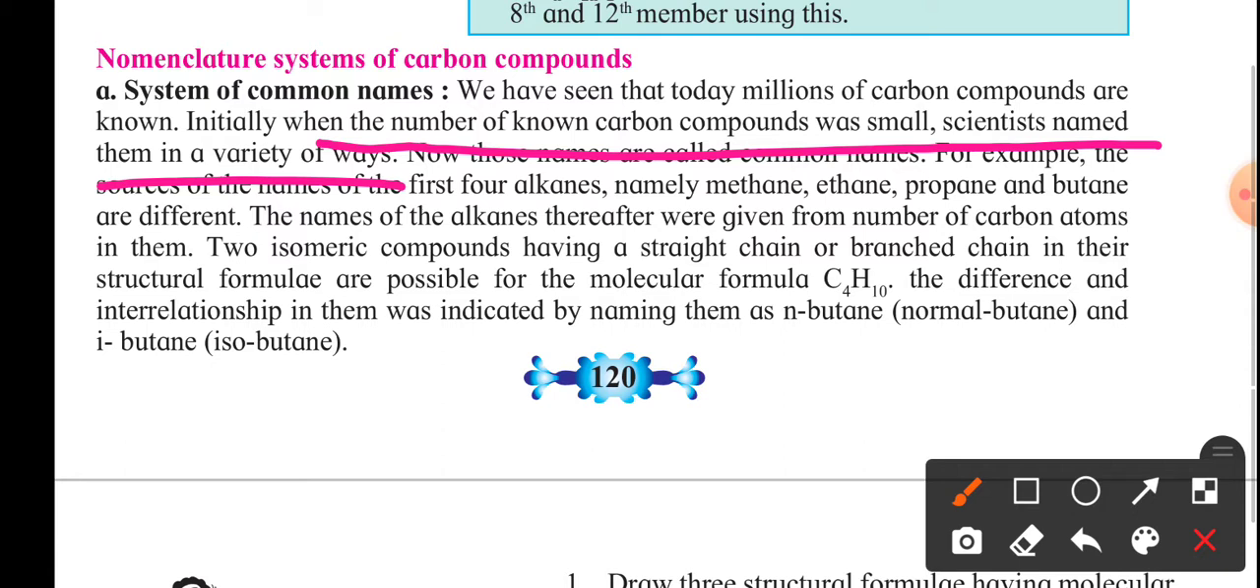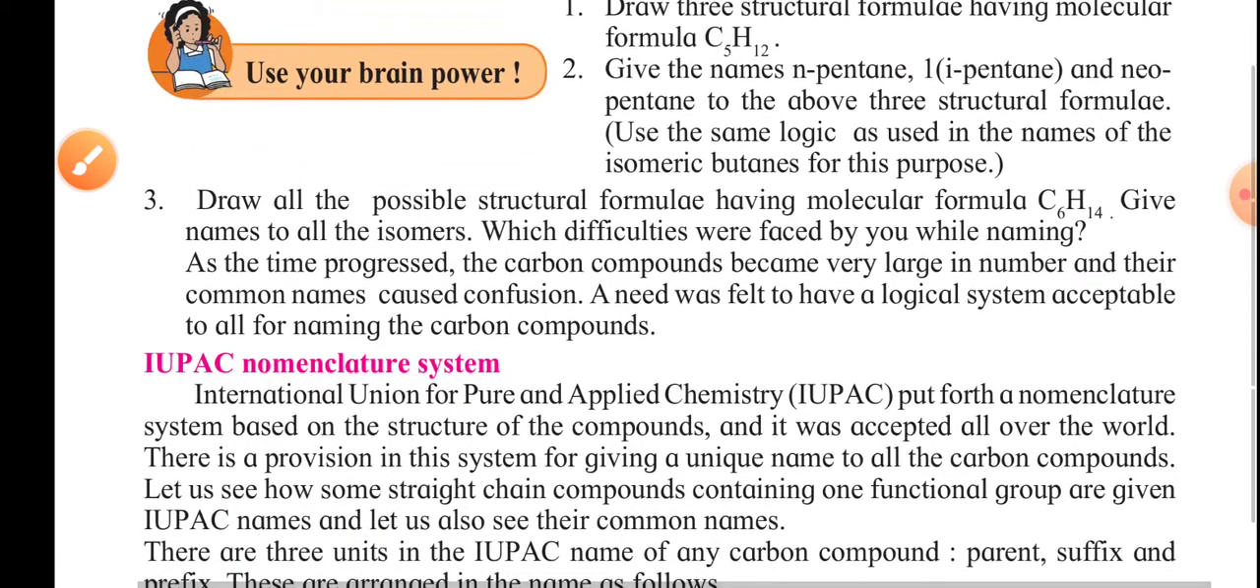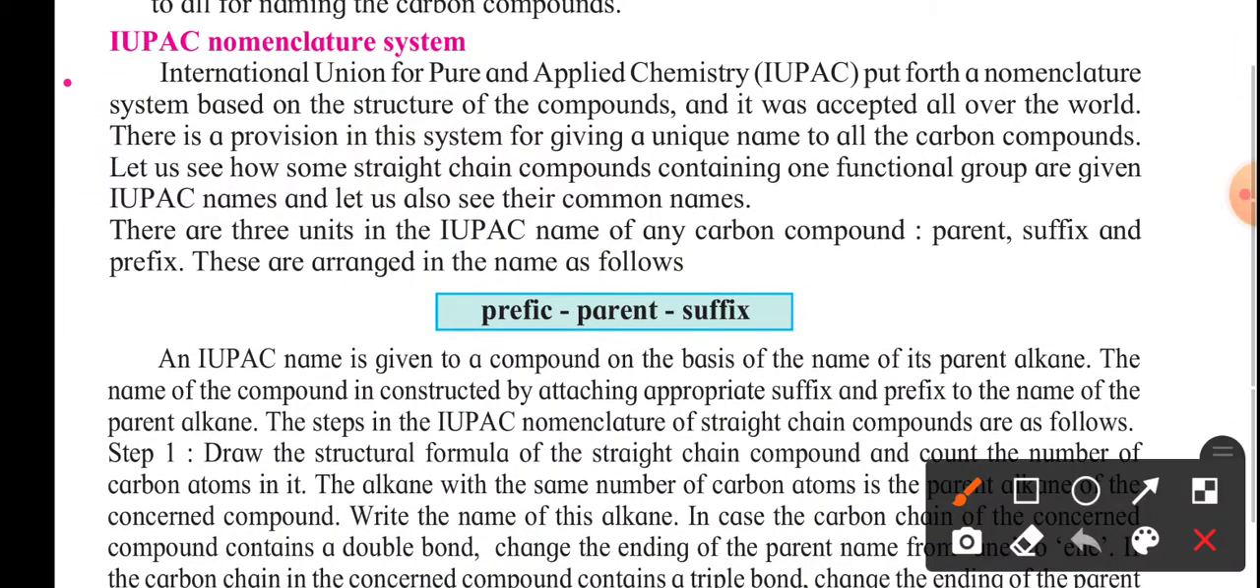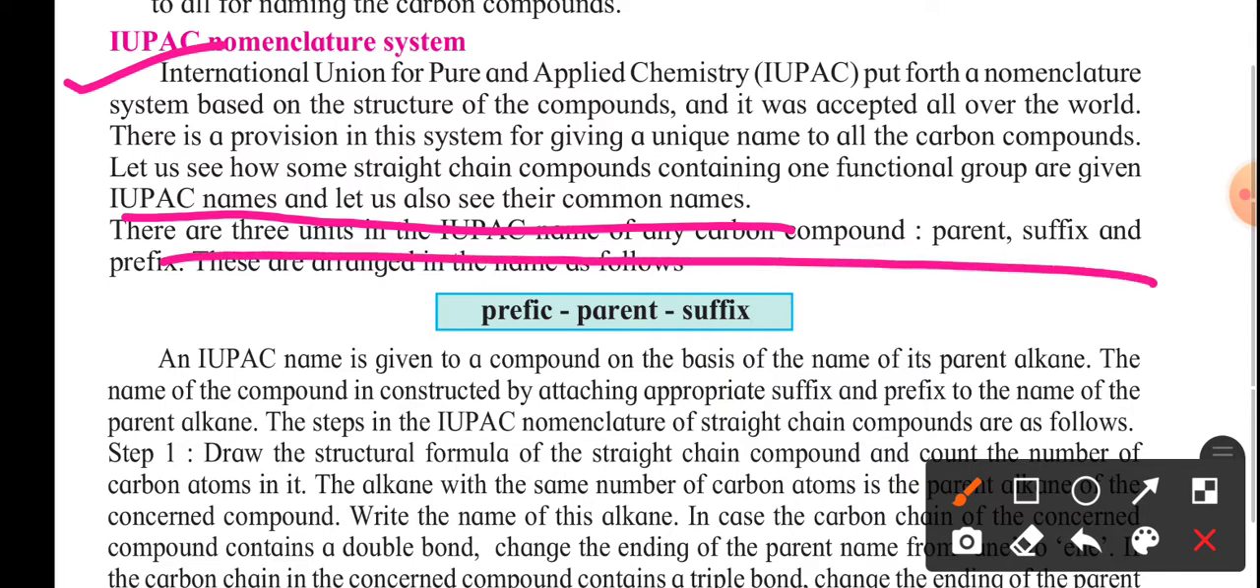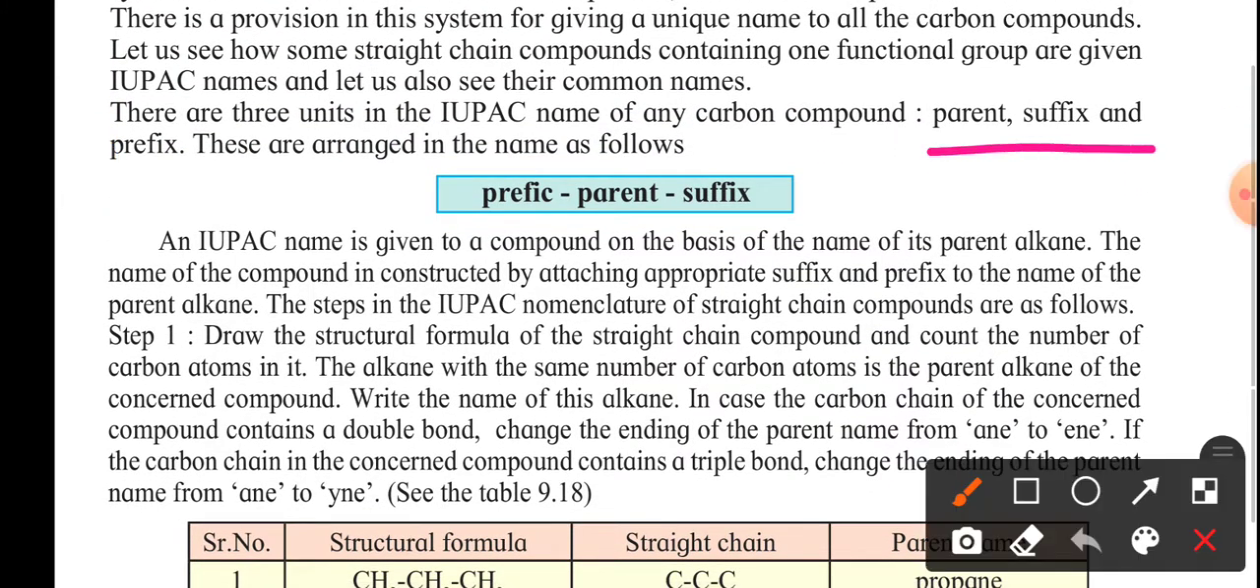So one specific system was required, and that we call the IUPAC, the International Union of Pure and Applied Chemistry, which gave the proper concept of nomenclature for carbon compounds. This IUPAC system is accepted all over the world. Let's see how IUPAC names and common names work. We have a parent, a suffix and a prefix. They are arranged in the name as follows: the prefix, then the parent, and then the suffix.